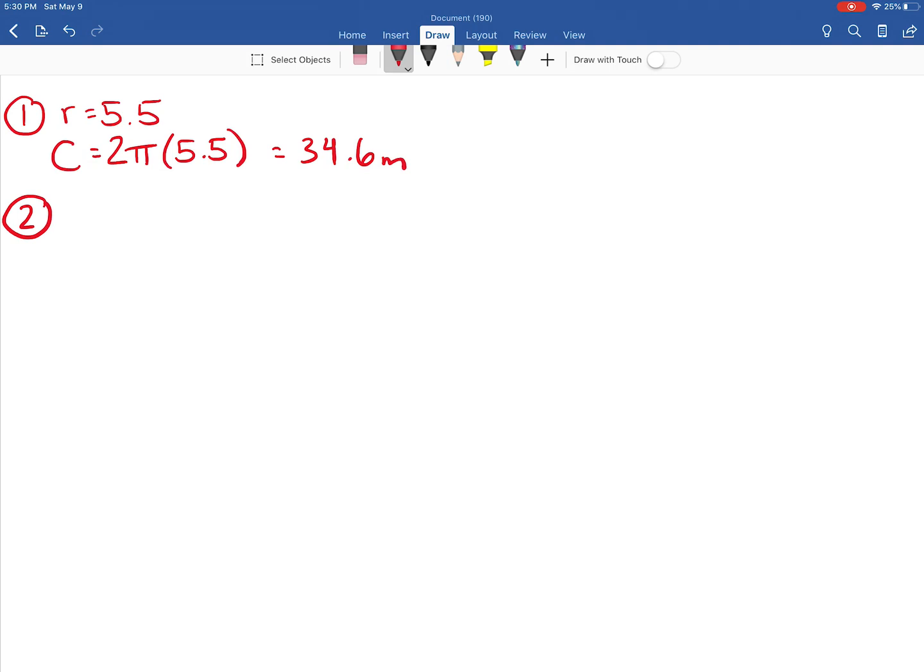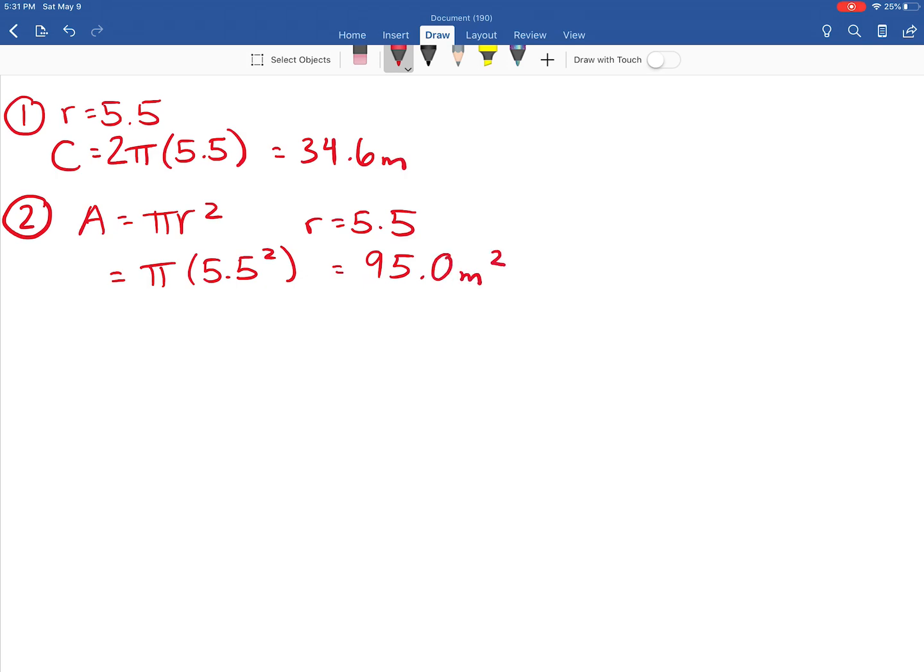Number 2, I'm looking at the same circle. It says, what is the area of the circle? Round your answer to the nearest tenth. Area formula is written there, and I already have determined that they gave me the radius is 5.5. So I'll plug that in. Pi times the radius squared. Because of order of operations on my calculator, I will do 5.5 squared first, times pi, and I will round to the nearest tenth to get 75.0 meters squared.